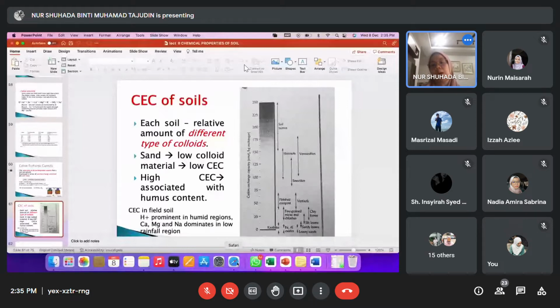Okay, betul. Okay, so if you see vermiculite, tadi saya tunjukkan vermiculite, what type of clay Sarahani? Vermiculite, what type of clay?